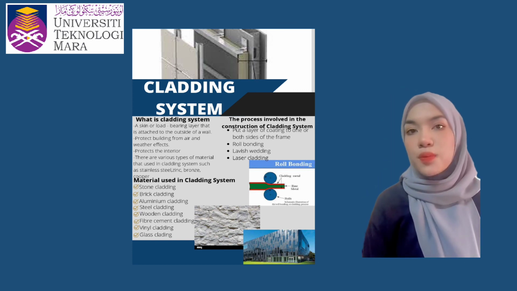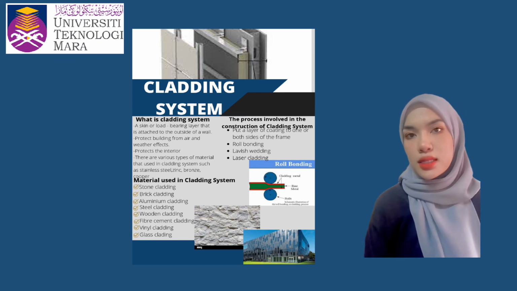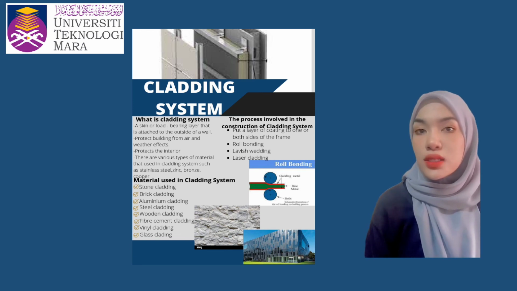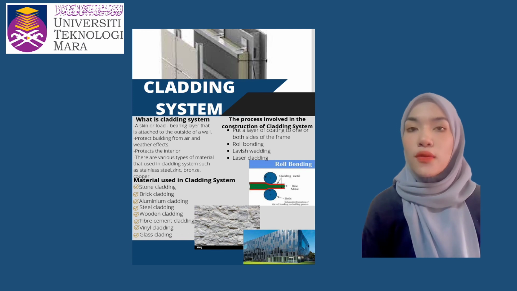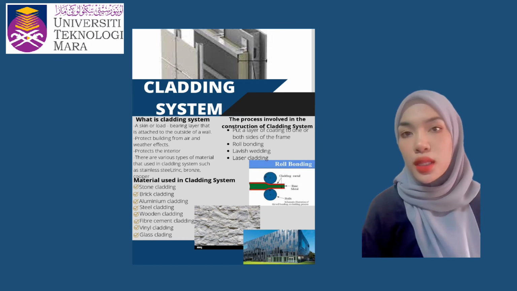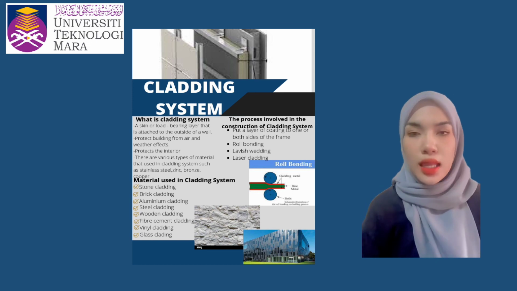Next are the processes that are involved in the construction of cladding system. There are a few steps involved in this construction. Firstly is to put a layer of coating on one or both sides of the frame. Next is roll bonding. After that, lavish welding, and the last one is laser cladding.